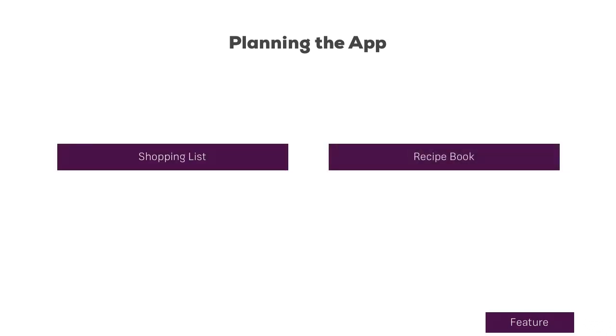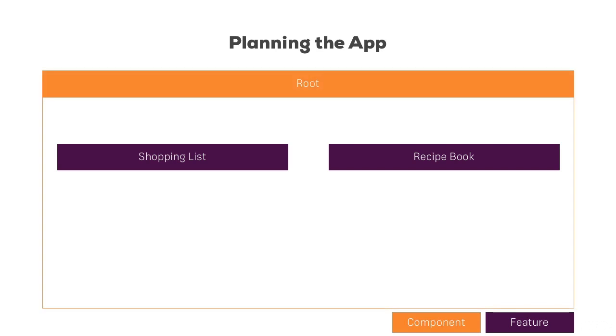Well, we're going to have a shopping list and a recipe book section, as I said, managing either our single ingredients we need to buy or in the recipe book our whole recipes. Which components will we need for this? Obviously, a root component holding our overall application, the app component. Every Angular app has this.